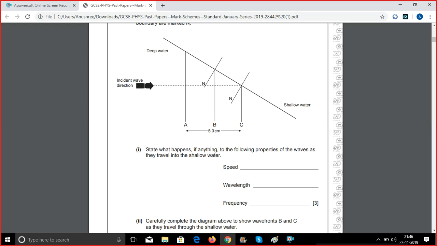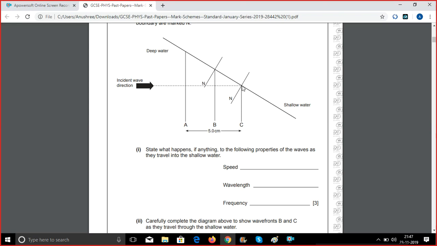So this is the incident wave direction. As they travel through the shallow water, when a ray goes from a denser to a rarer medium, it will bend towards the normal. Away from the normal. Okay. So it bends away from the normal.